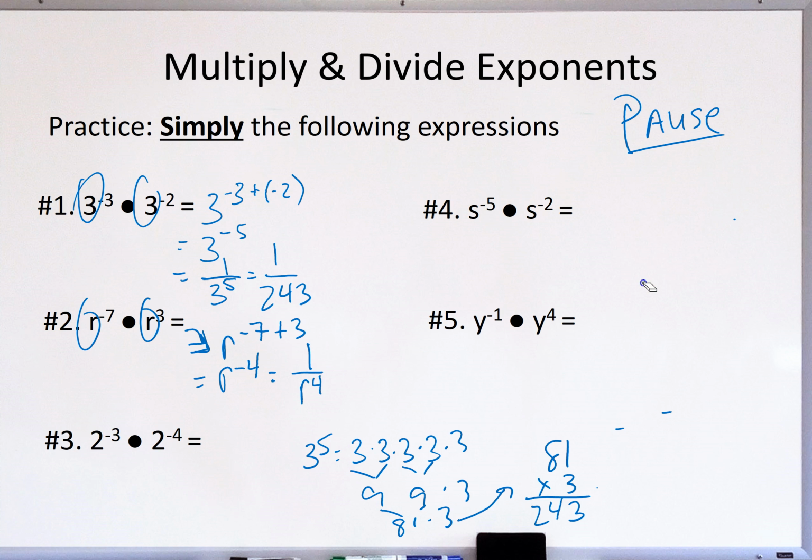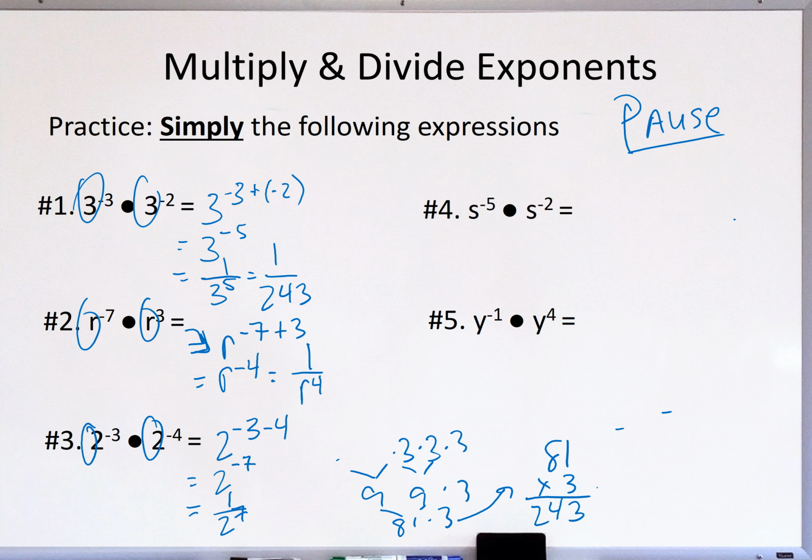Okay, so number 3 here, we have same base. So it's 2 to negative 3 minus 4. They're both negative, so I get 2 to the negative 7. I don't want to leave that negative, so I write equals 1 divided by 2 to the 7th power. I'm sorry, I said 1 divided by 2 to the negative 7. It's 1 divided by 2 to the 7th power.